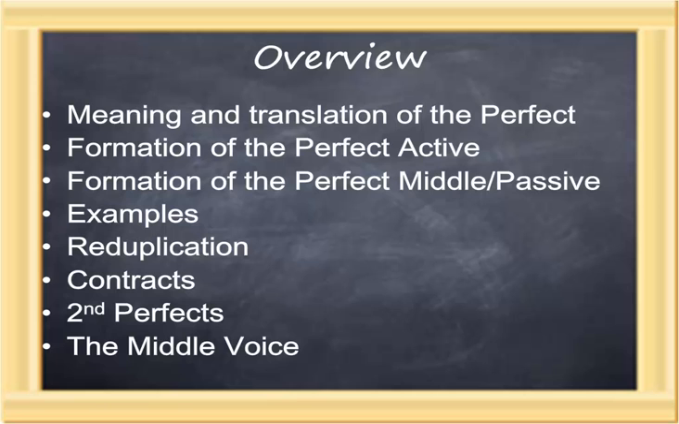In this chapter, we will introduce the perfect tense by beginning with a discussion of the meaning and translation of the tense. Then we'll talk about the formation of the perfect active and perfect middle passive. We'll look at some examples of these forms, both from the chart and from other forms, as an introduction to a discussion of the process of reduplication, how perfects are formed on contracts, the few second perfects that show up in the New Testament, and then finally, a variant topic, a summary of the middle voice.